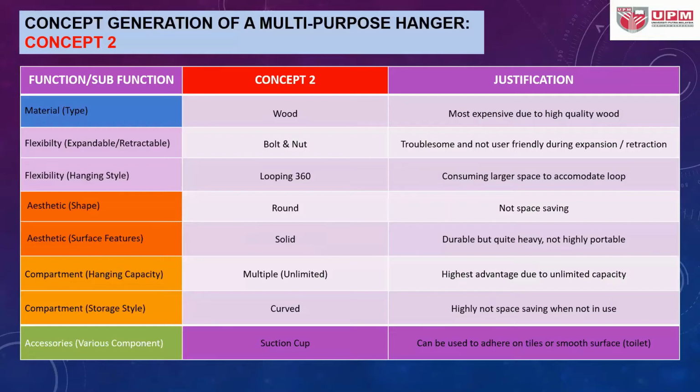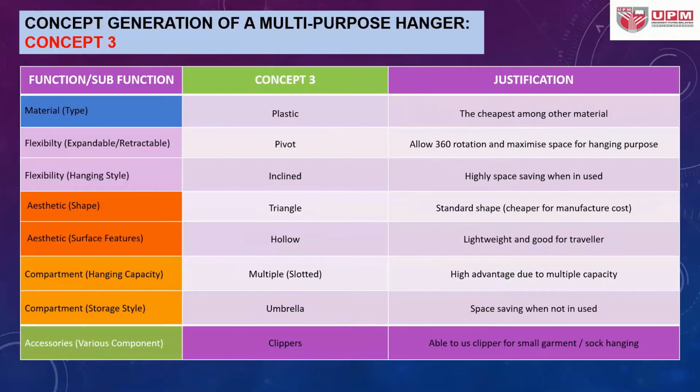Looping 360s consume larger space to accommodate the loop. These are all the disadvantages. So we go to concept number 3. The elements of the subfunctions for concept number 3 consist of plastic, pivot, inclined, triangle, hollow, multiple, umbrella, and clippers.